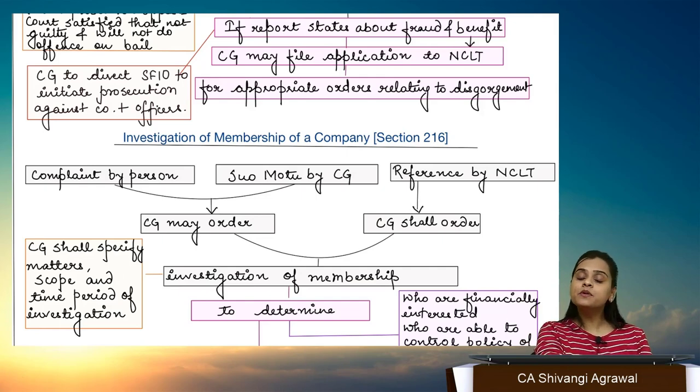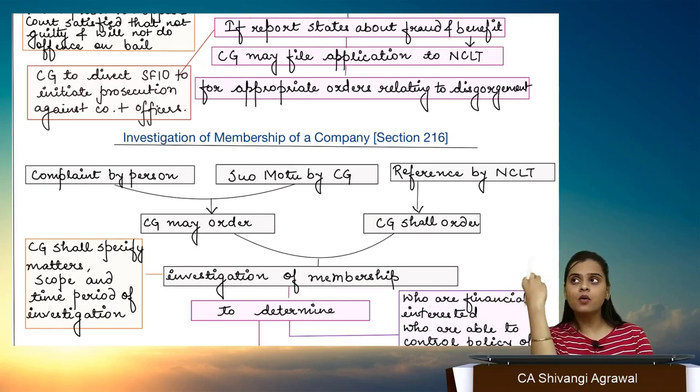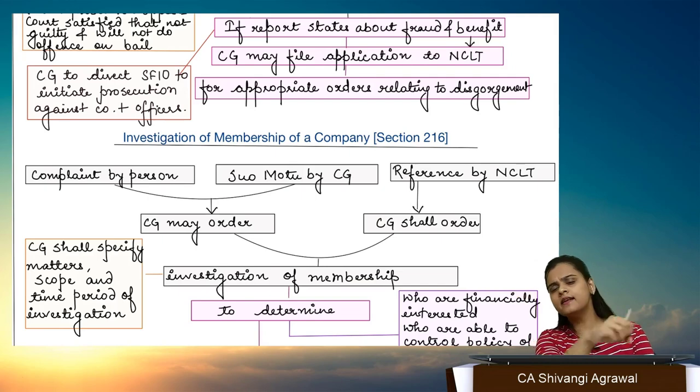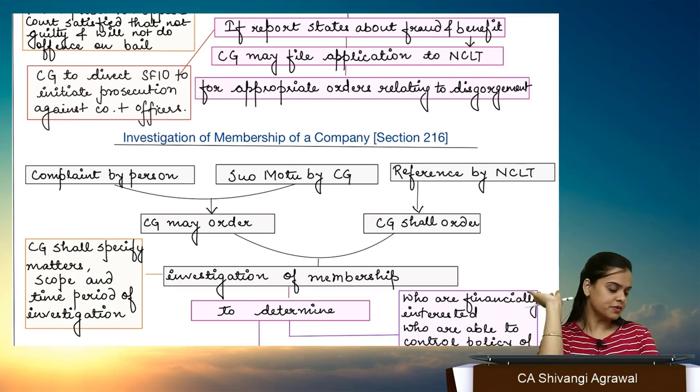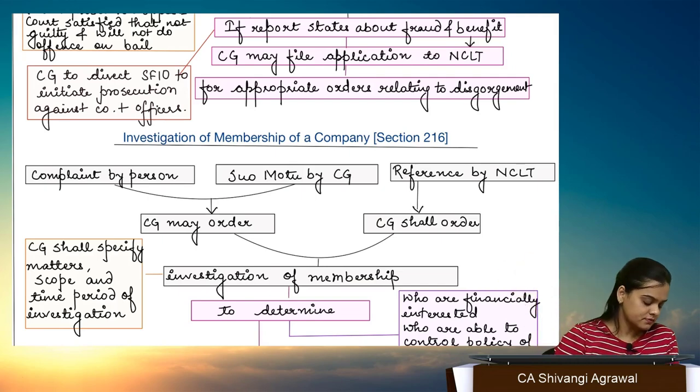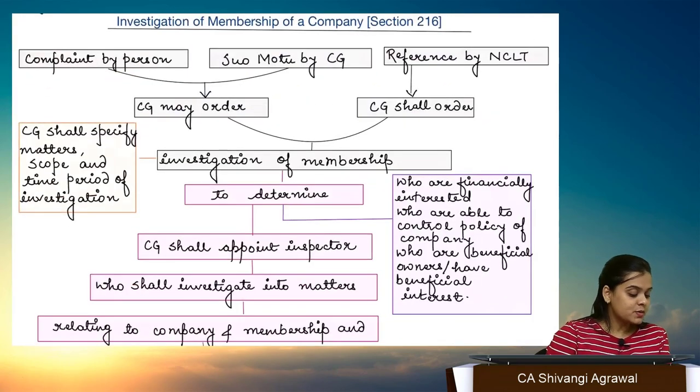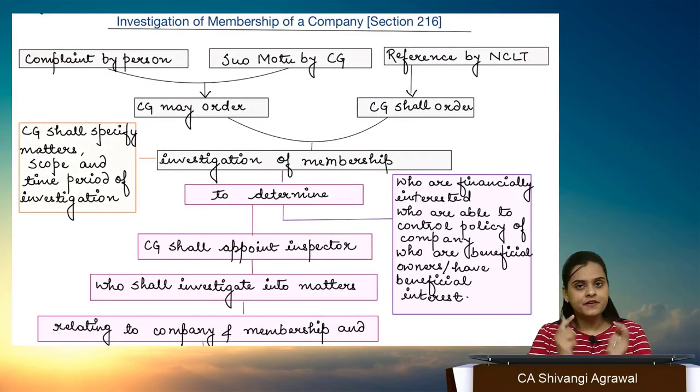If some person has got some benefit, then to recover that benefit, CG will file an application with NCLT and that is known as order of disgorgement. So NCLT will pass an order of disgorgement, that is for recovery of all the illegal gains that have been made by the persons, right? Okay. So that was about investigation into affairs of the company.